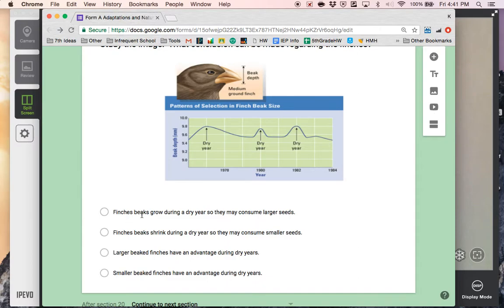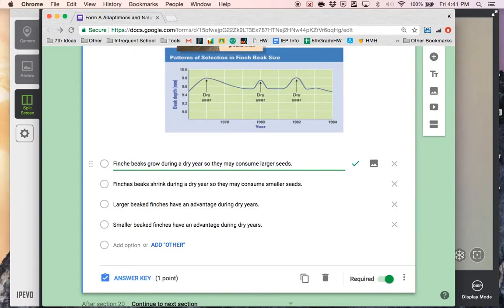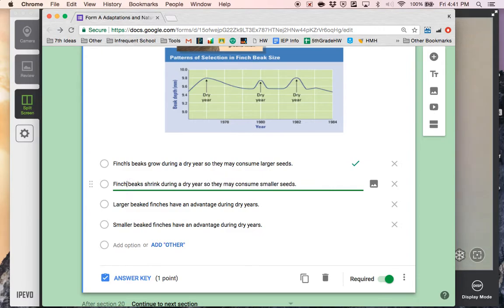Finches, beaks, that's a typo too. Finches, beaks, should be an apostrophe. Finches' beaks shrink. There we go. So they need to grow.